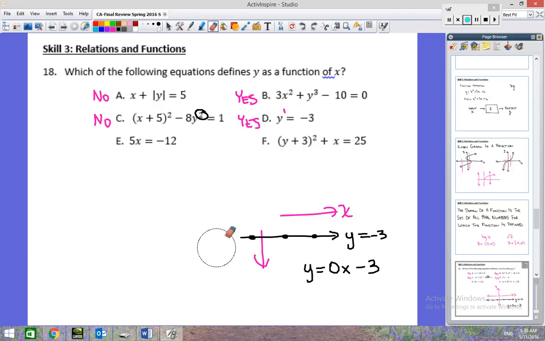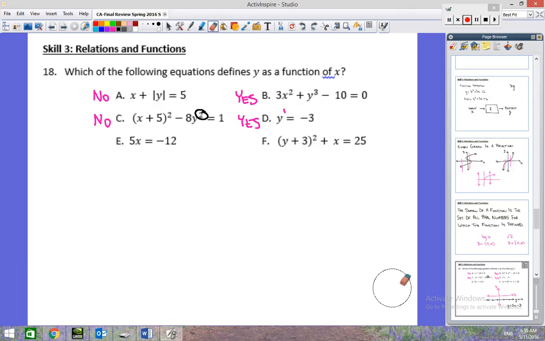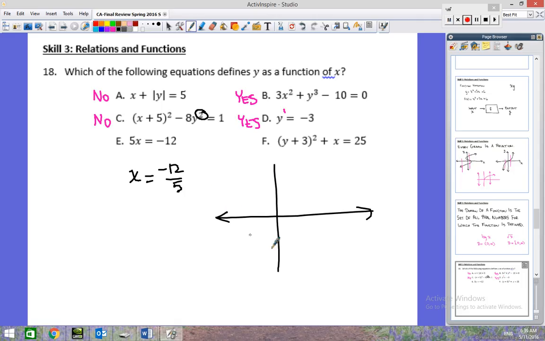All right, now in letter E, we have just a variable x. If we solve for x, we've got -12 divided by 5. So if you go to graph that, it's a vertical line, okay? One thing that all of these points on this line have in common is that all of the x's are the same.